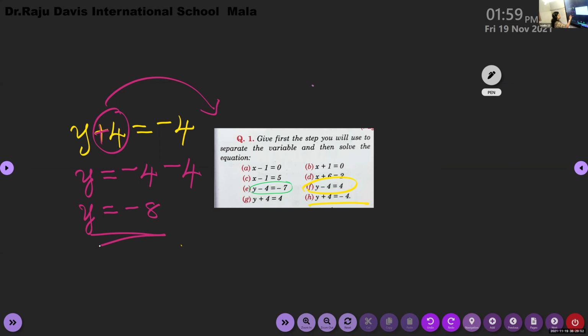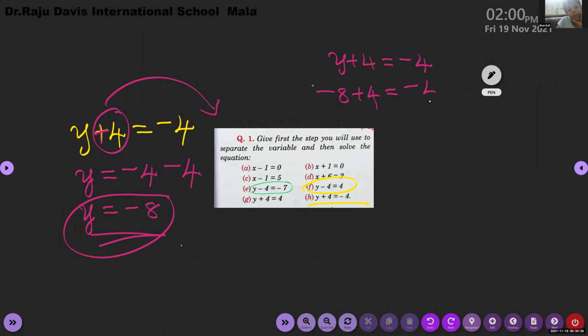You can check, children. y plus 4 is equal to negative 4. So instead of y, I can put this, no? We got the value of y. So negative 8 plus 4 is equal to negative 4. Isn't it? So is it correct? Negative 8 plus 4, what will you get? Negative 4. Yes, ma'am. So the left hand side becomes equal to the right hand side. So your solution is correct.